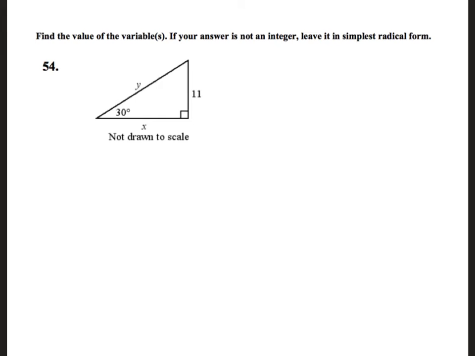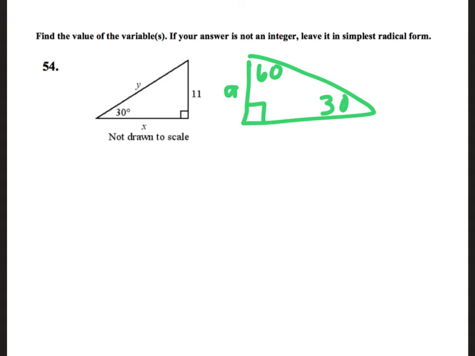Alright, my next one says find the value of your variables. If your answer is not an integer, leave it in simplest radical form. Remember when I said I wasn't going to read that on every slide? I probably will by accident. Again, I'm going to draw my 30, 60, 90 triangle because that's what I have. My short side is A, my hypotenuse is 2A, and my long side is A root 3.